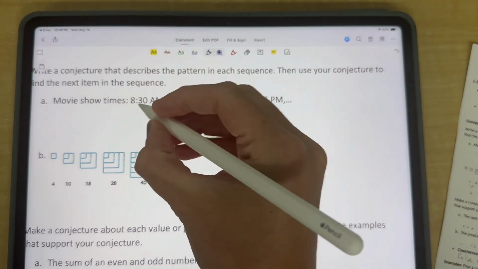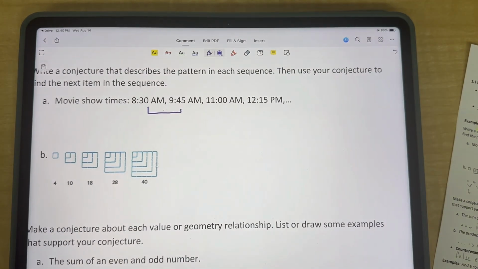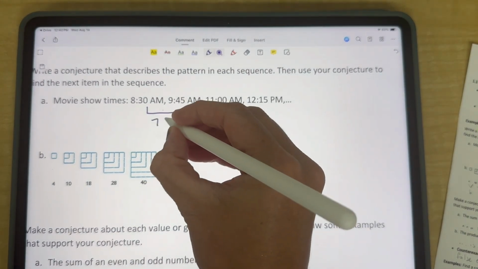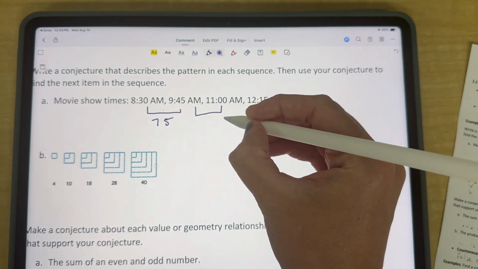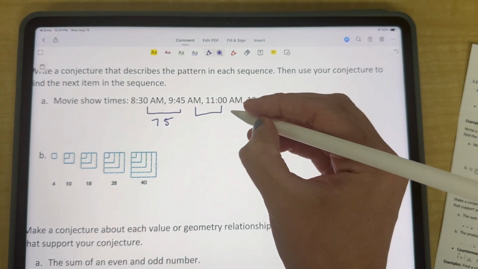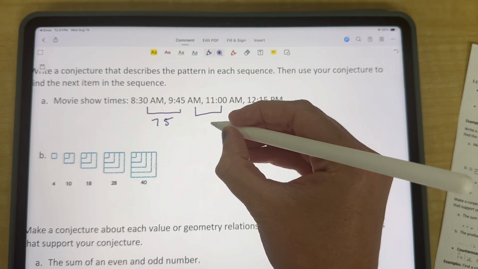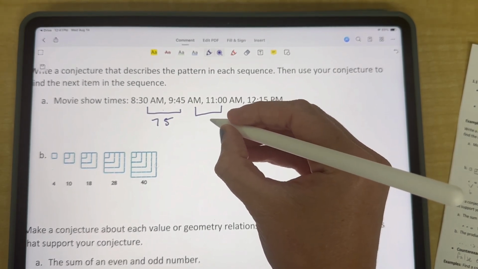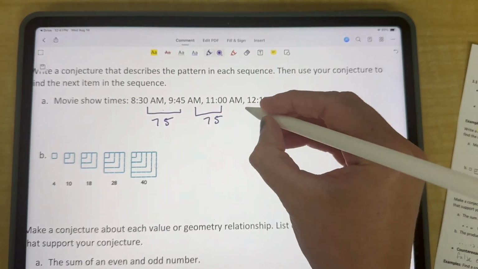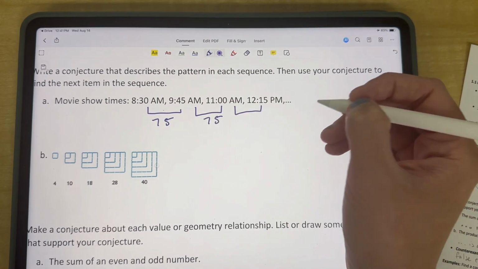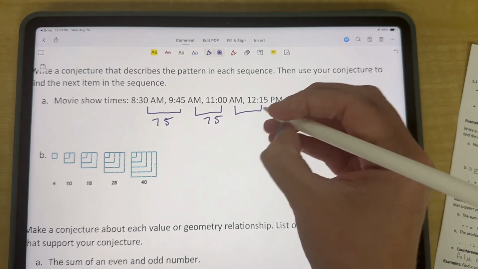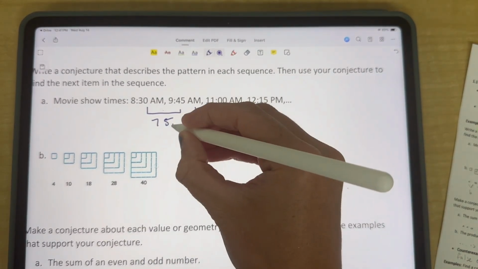My inductive reasoning is that these two are how many minutes apart? An hour and 15, so that is 75 minutes. What about 9:45 until 11? An hour would be 10:45, plus 15 minutes is 11. So these are also 75 minutes. So that means these should also be 75 minutes, which is true. An hour later would be 12 plus 15 minutes. Those are all 75 minutes, right?